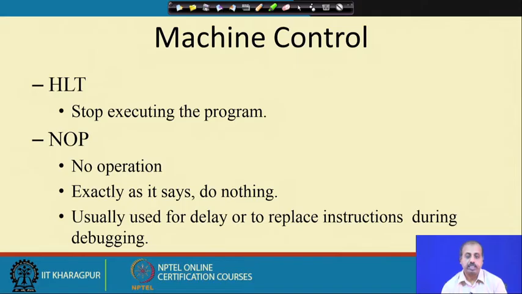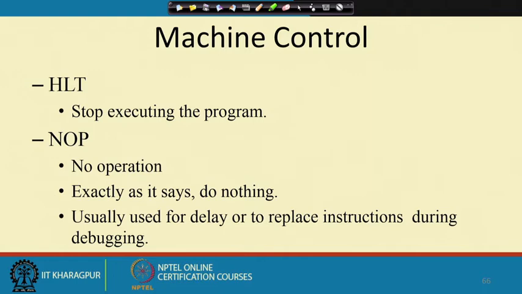Some machine control instructions, like halt. It will stop the execution of the program. This I have told earlier. Halt will halt the execution of these statements by the processor, and it will wait until the processor is woken up by means of some interrupt or some external procedure.